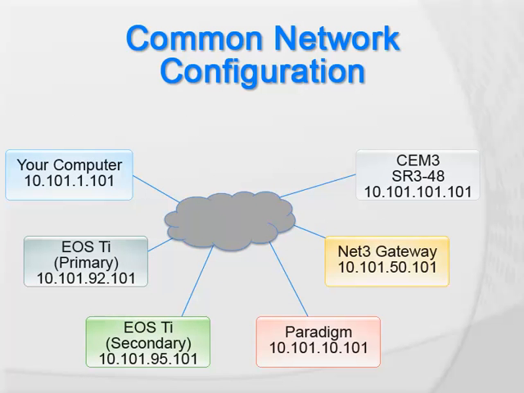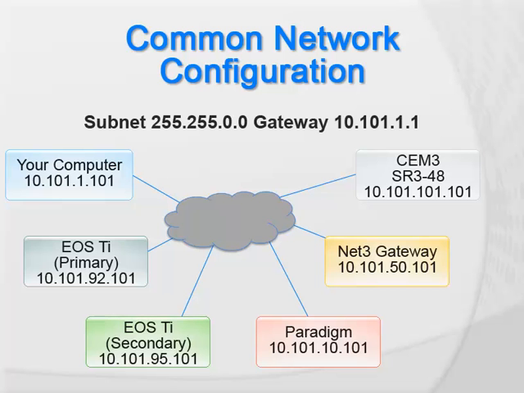Here's an example of a fully addressed lighting network. Each device uses the same subnet address of 255.255.0.0 and the same default gateway of 10.101.1.1, so they can all communicate together. Then, each device has its own IP address with the same network ID using the first two octets of 10.101, which again allows them to communicate together.